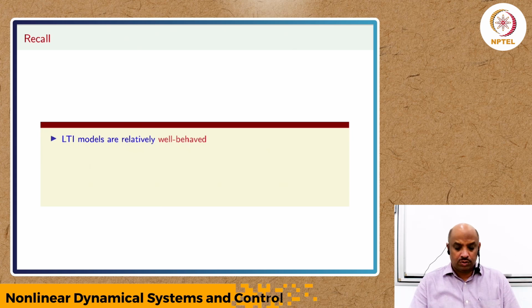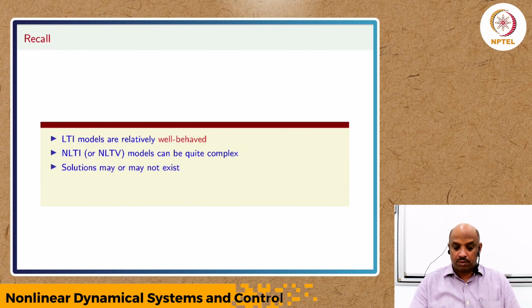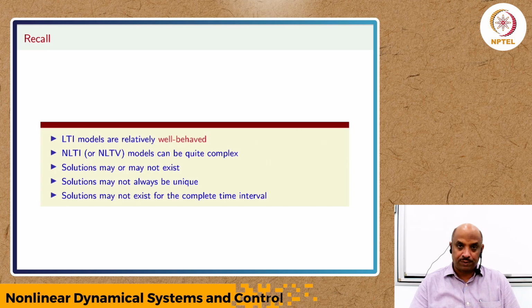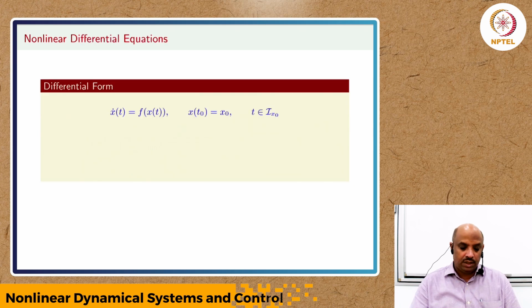So again, not to repeat myself many times, but it's good to recall a few things that we have done so far. LTI models, the linear models, are quite straightforward and we have seen how to solve them. Whereas nonlinear systems, as we just repeated again, are quite complex. Solutions may or may not exist. Solutions may not always be unique, and the solutions may exist only locally, right? So all these complexities will force us to understand them theoretically, because otherwise numerical solutions could have been appropriate. And that's what we're going to try to do next.